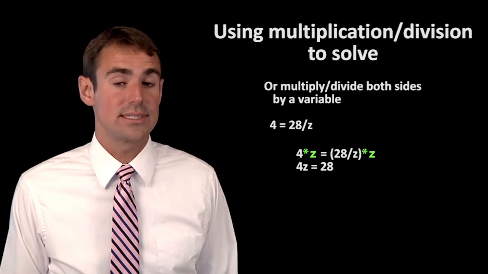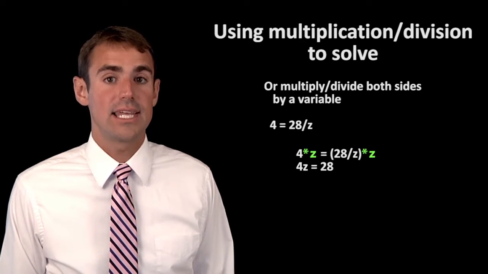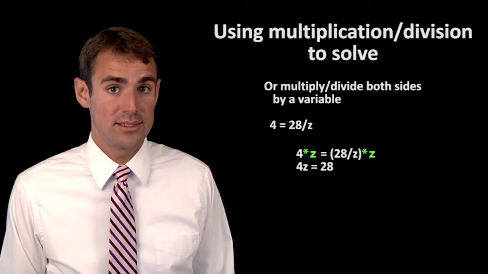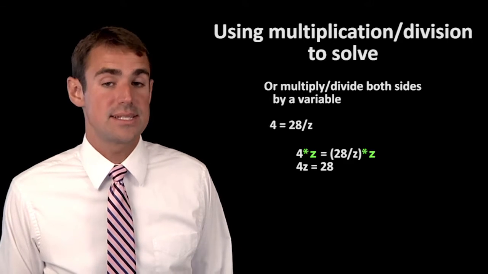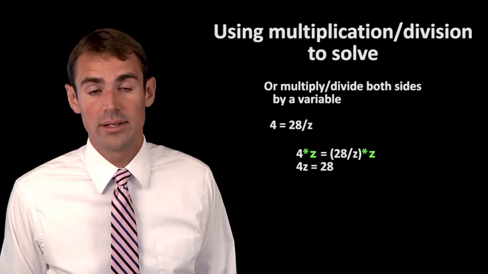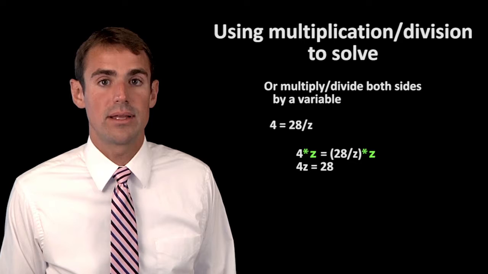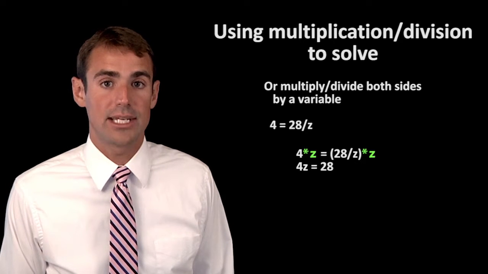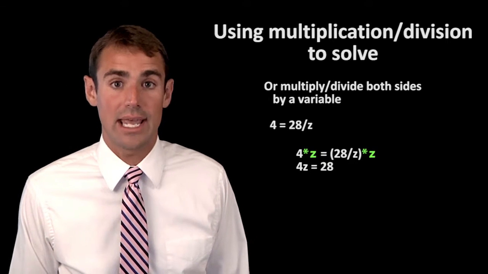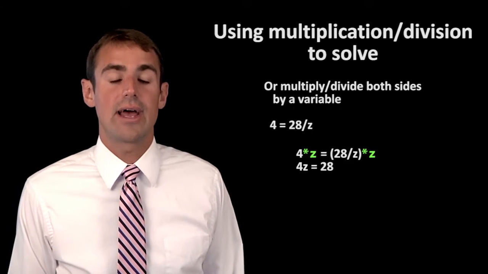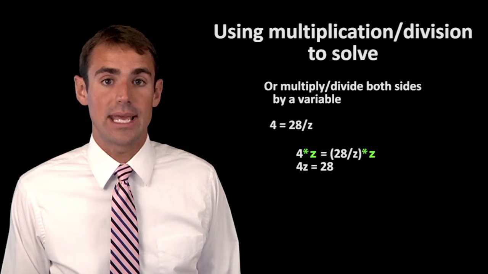We can cancel this expression for z and that leaves us with 28 on the right side of the equation. Z divided by z is 1. So when we cancel, all we're really doing is putting the number 1 in place of z over z as multiplication. And that leaves us with just 28 in this case. Now I have for you 4z equals 28.